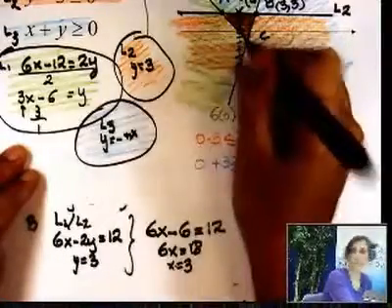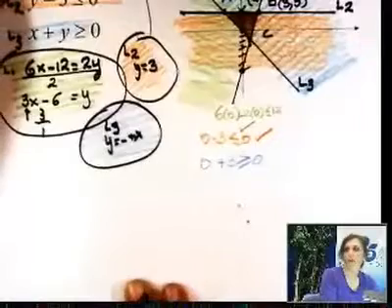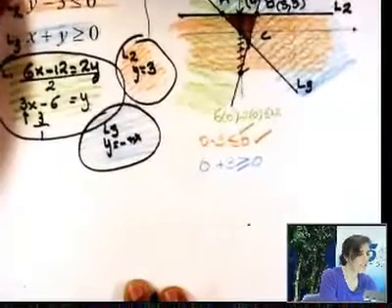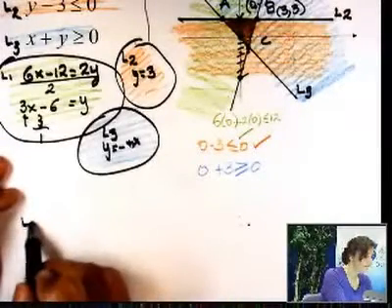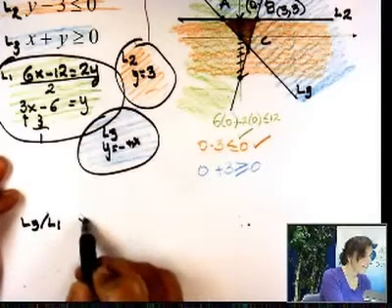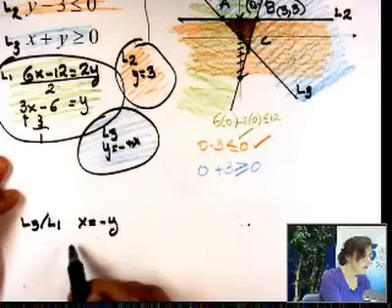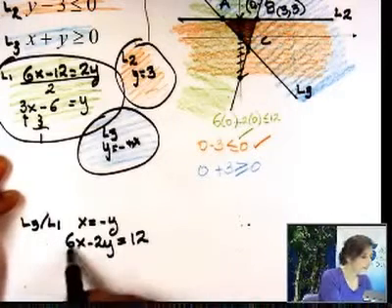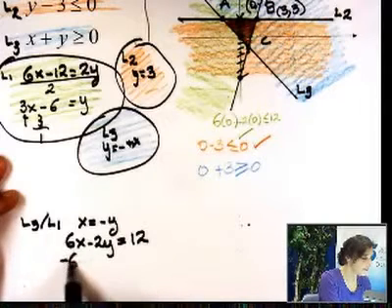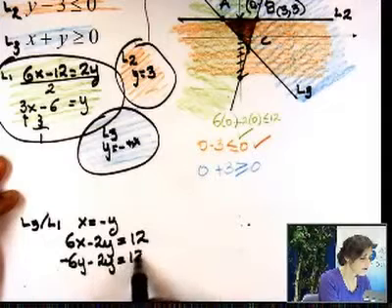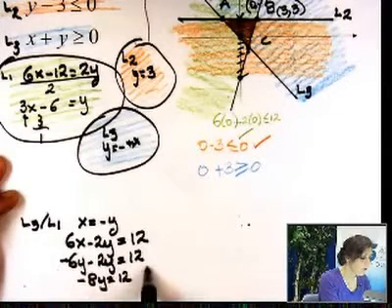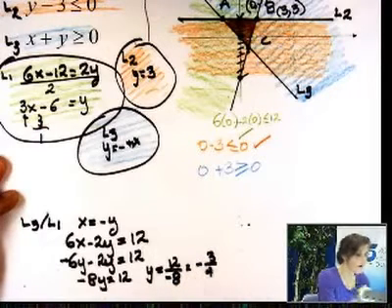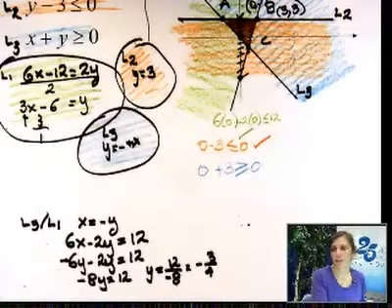Good. Now I'm looking for the C. C is the intersection of L3 and L1. Okay, so let's do that. L3 and L1. What is L3? X equals negative y. What is L1? 6x minus 2y equals 12. Let's solve for y first. Instead of x, I'll put negative y. So that's going to be negative 6y minus 2y equals 12. Negative 8y equals 12. Y equals 12 over negative 8. Divide both sides by 4. Negative 3/4. So that's going to give me my C.